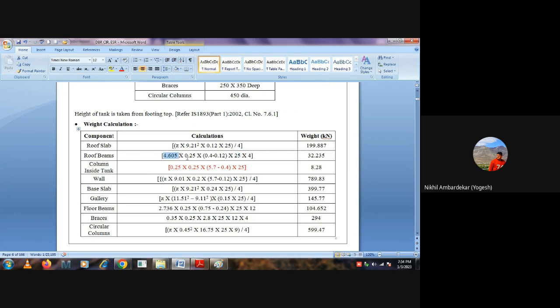So similarly we have four numbers: density, length, depth. Here we are reducing the slab thickness because we already covered some part of the slab, so that's why we are reducing that. So for roof beams we are getting 32 kilonewton.